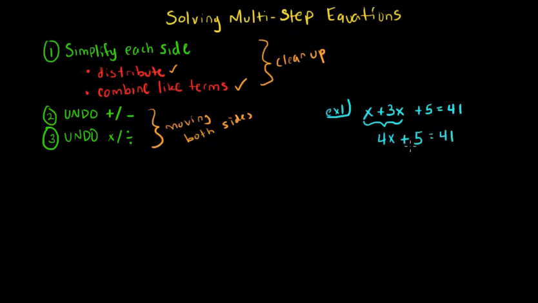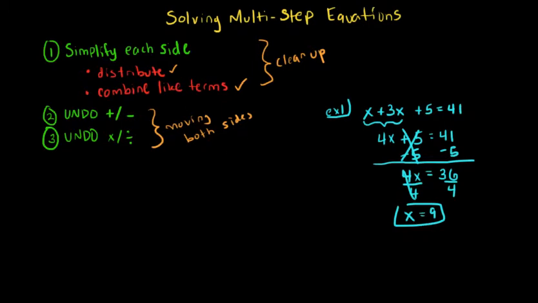Now undo any addition and subtraction. So I see a plus 5, so I should subtract it on both sides. So 41 minus 5, that's 36, equals, these cancel out, so I'm left with 4x equals 36. Now we have a nice, easy one-step equation, so divide both sides by 4, x is equal to 9. And that's our answer.